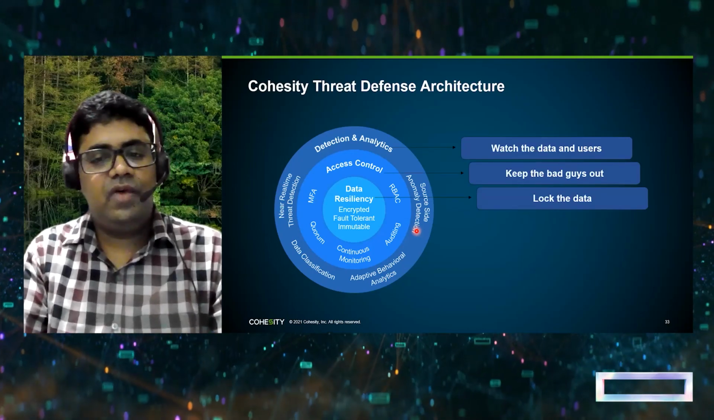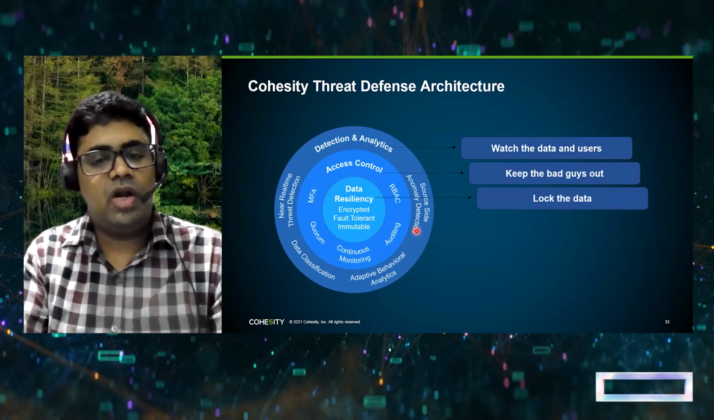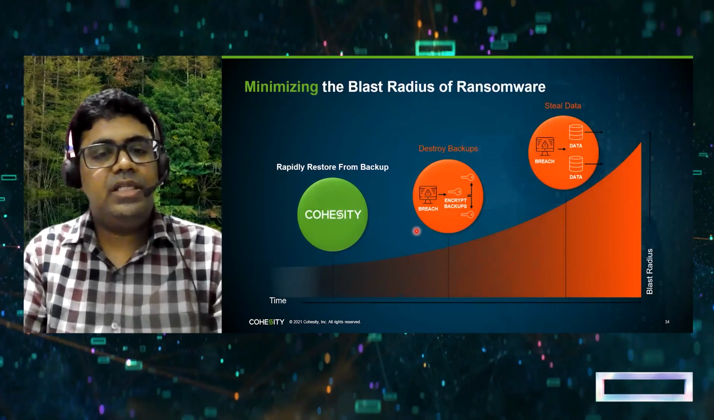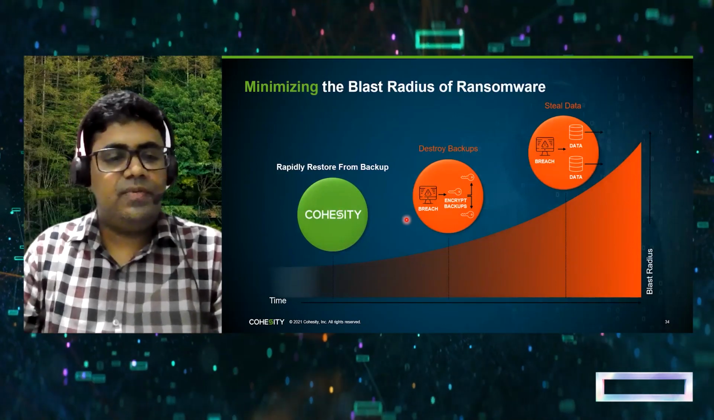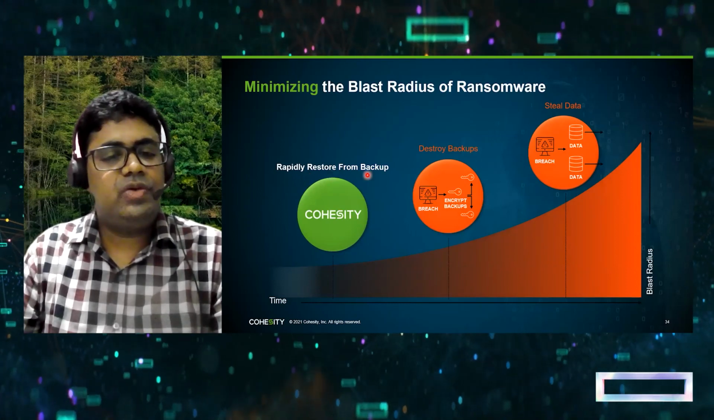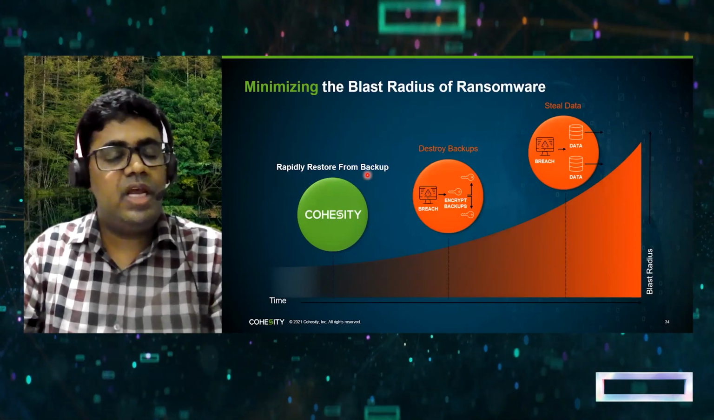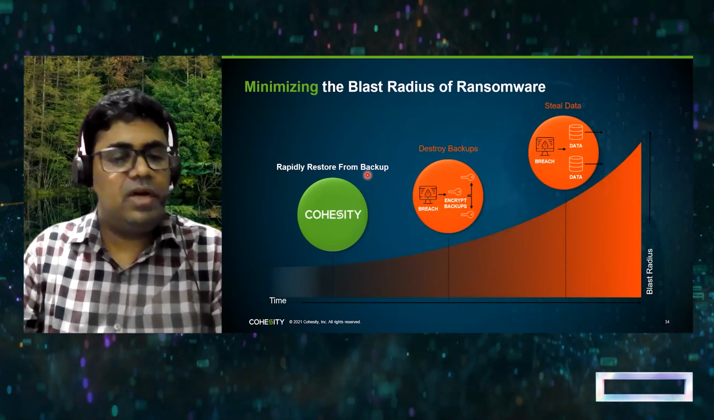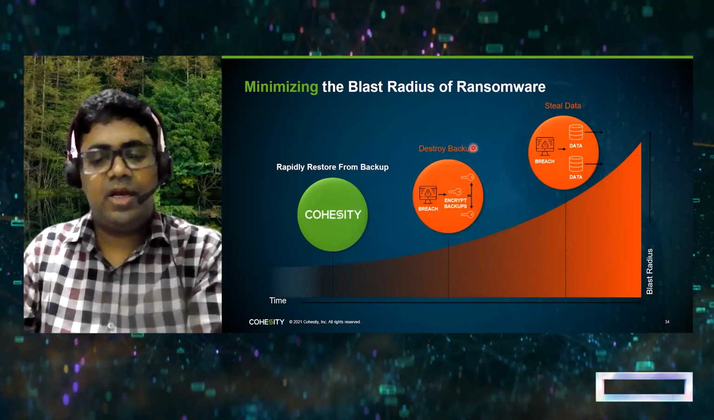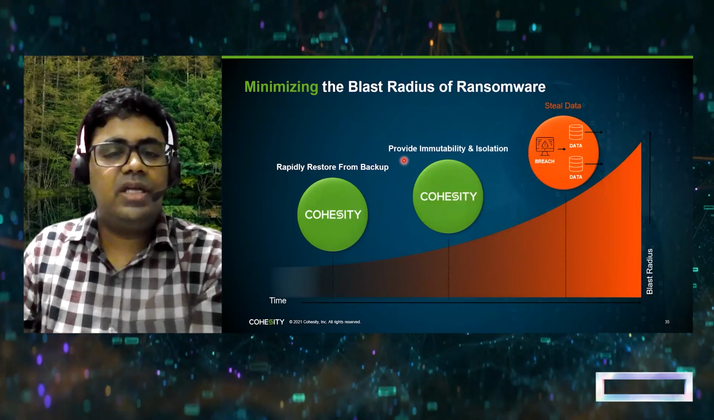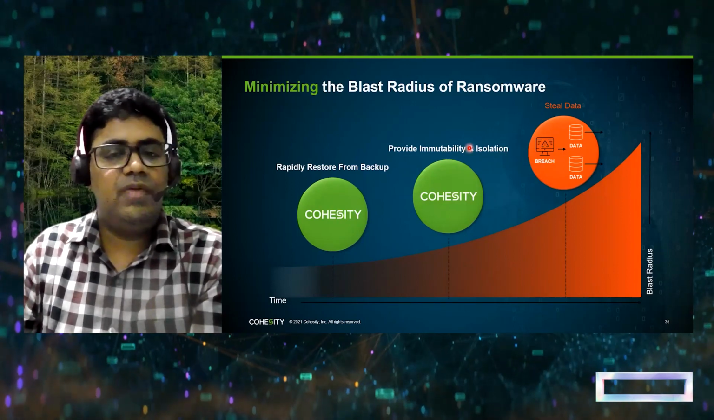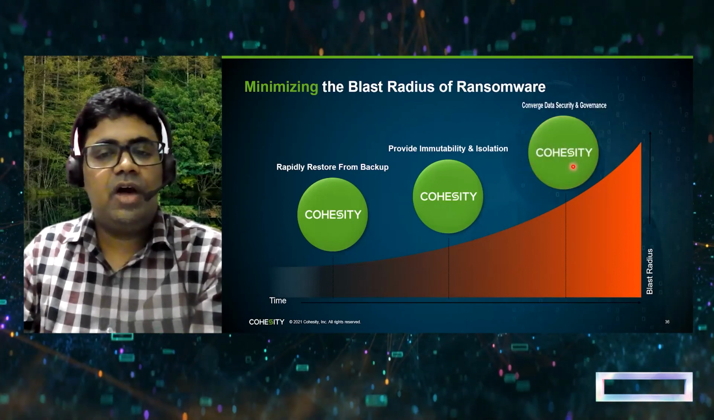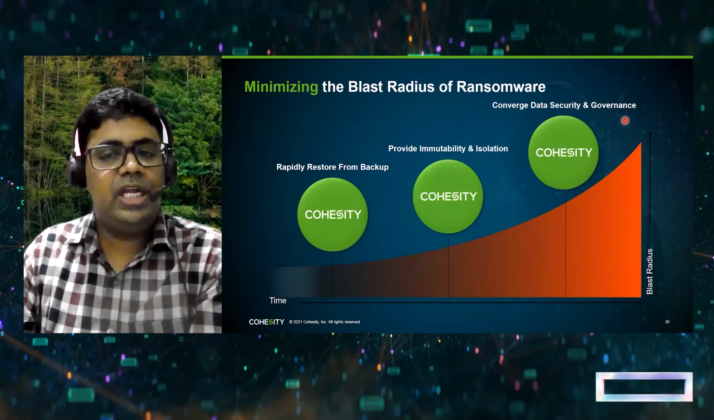Okay, it will watch the data and users, keep the bad guys out and lock the data. That is nothing but immutable backups. And for minimizing the blast radius of ransomware, the first scenario is we have to rapidly restore from a backup, and Cohesity supports mass restore, and recovery will be much faster compared to any of the other third-party backups. And for the destroy-backup scenario, it provides immutability and isolation. It will be separate from our existing on-premises data. And when data is stolen, it will address that by converging data security and governance.